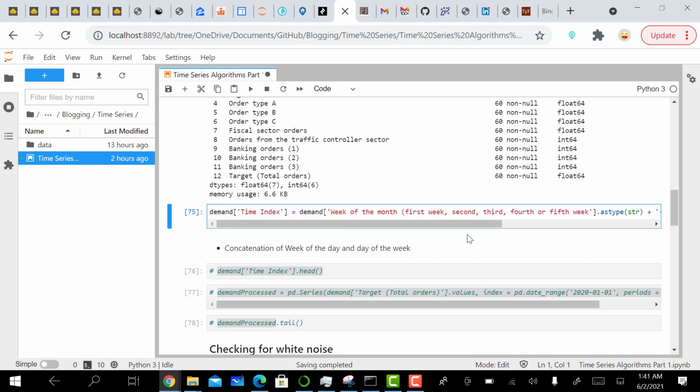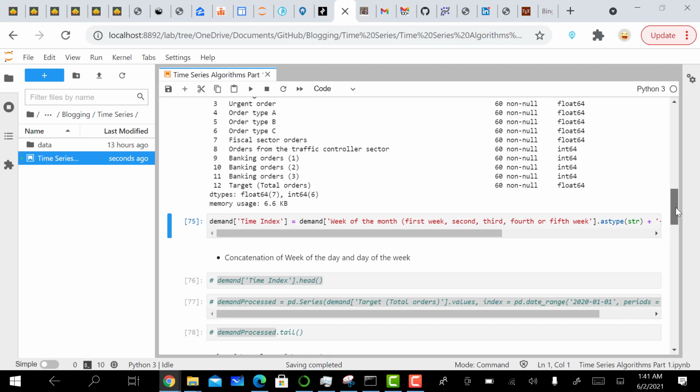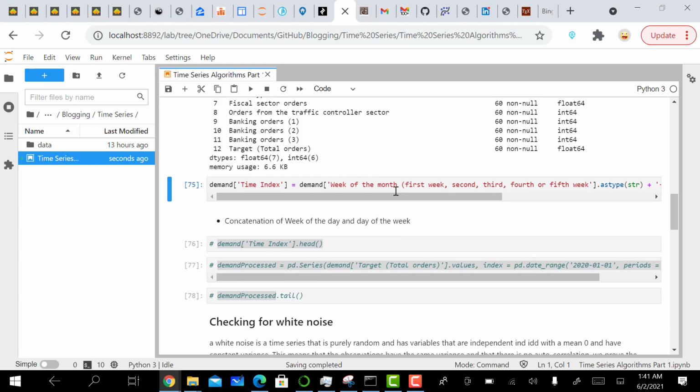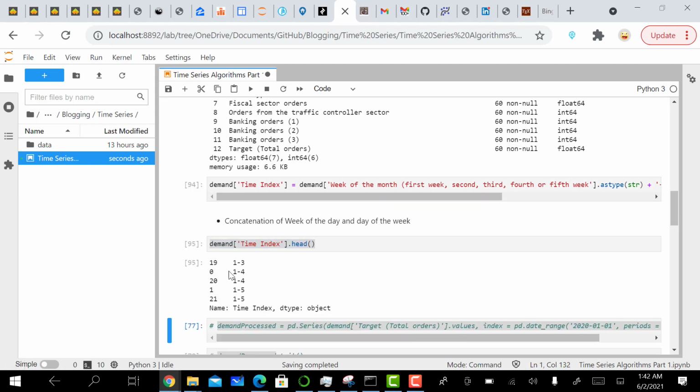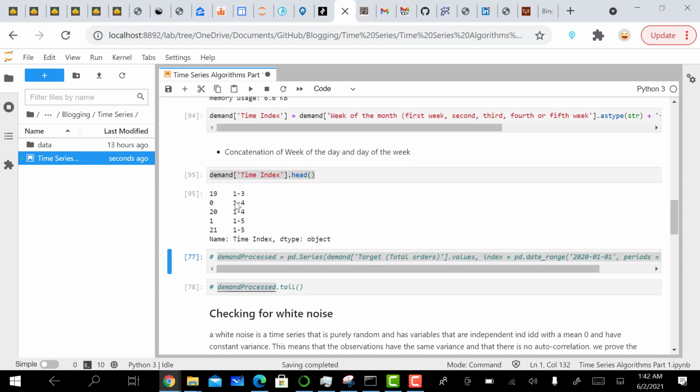So I have created here an index, which is the time index. I may not really need it, but let's still create it. I'm trying to concatenate the first two columns and make them one, so I can do my analysis properly. And when I get that, this is how it looks. It's just two columns put together with a dash in the middle.